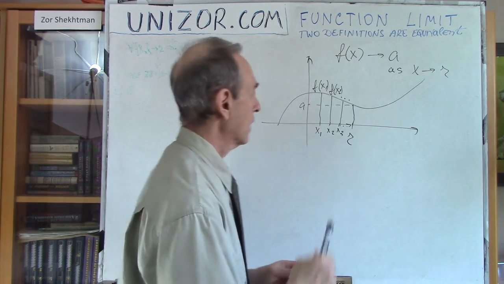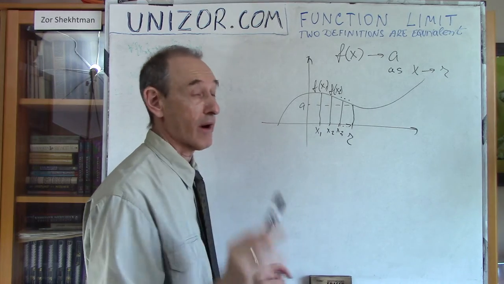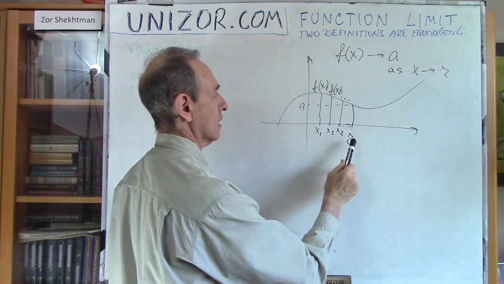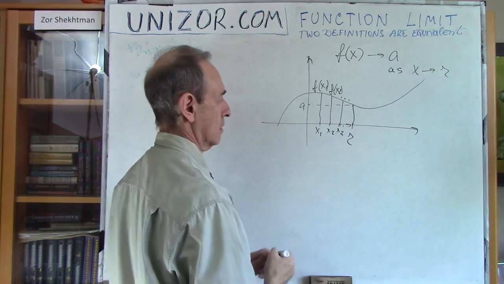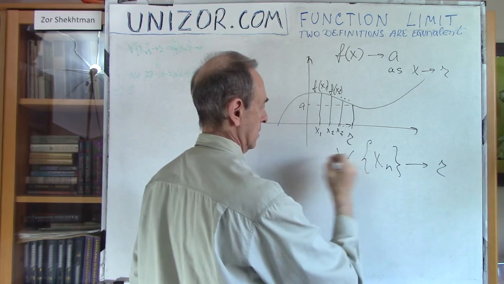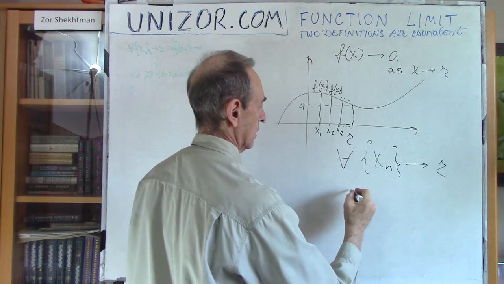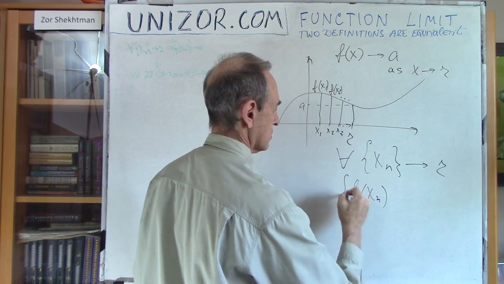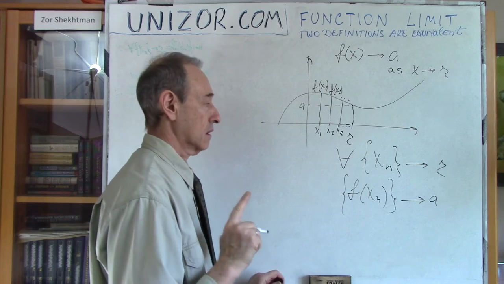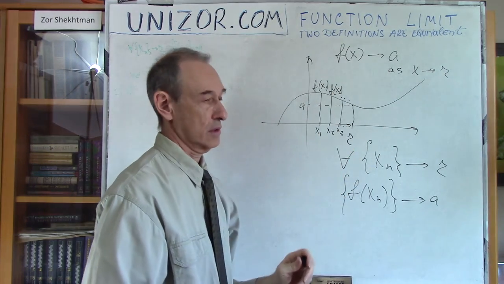One definition is the following. If for any sequence x1, x2, x3, etc., converging to R, and "any" is a very, very important word right now. So if for any such sequence of arguments converging to R, the corresponding value of the function is a sequence which is converging to A, then A is a limit of the function f at point R. And this limit is equal to A.